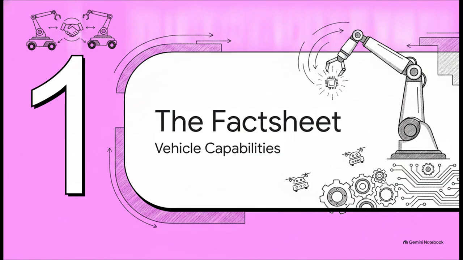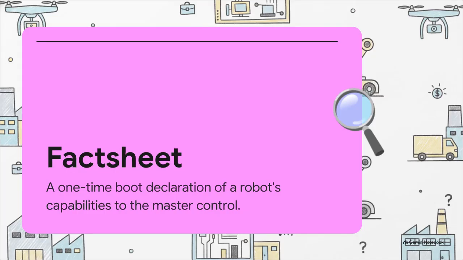The fact sheet. Declaring vehicle capabilities. You can't possibly control a robot until you know exactly what it can do, right? And that brings us to the very first and honestly most critical handshake of the VDA 5050 standard. When a robot boots up and comes online, it absolutely must send its fact sheet. Think of this as a one-time boot declaration that tells the master control everything, from its physical dimensions and the loads it can carry to its onboard software versions.